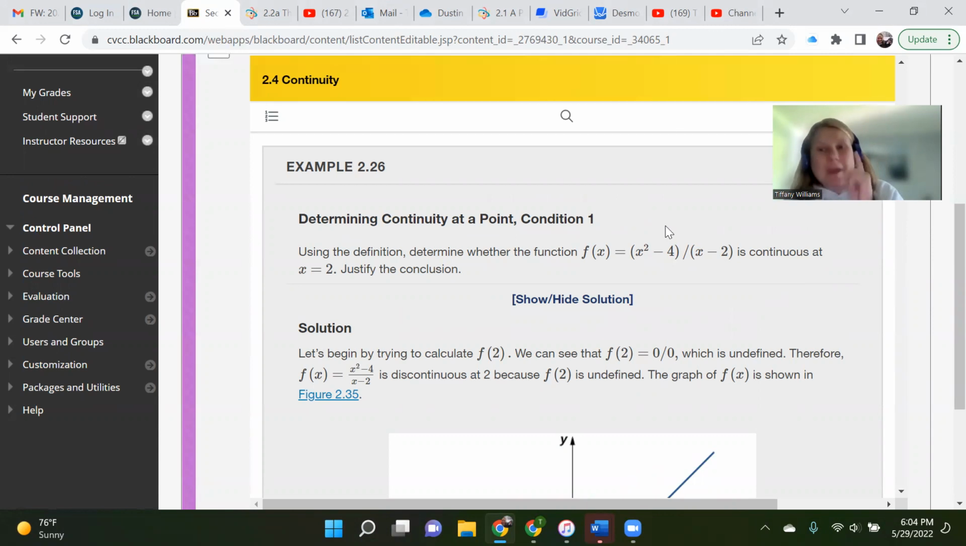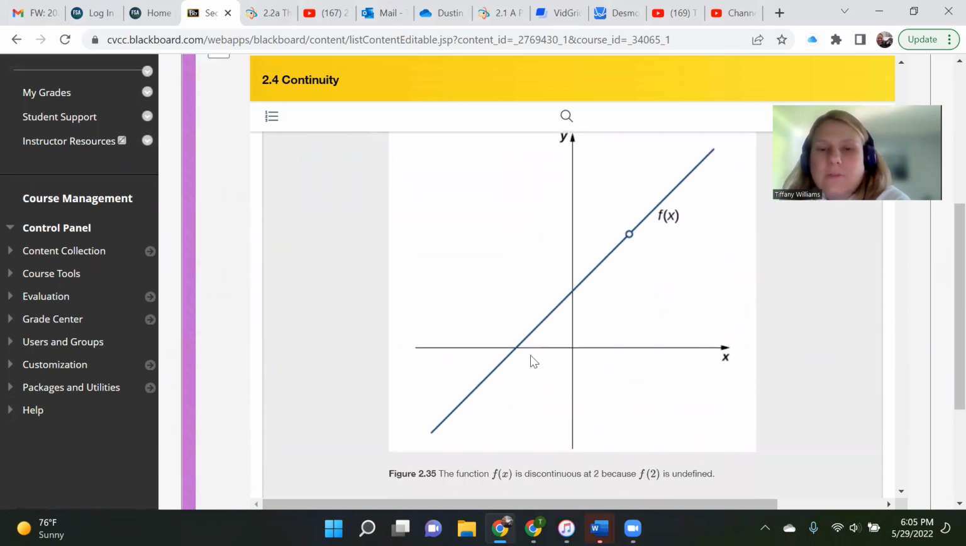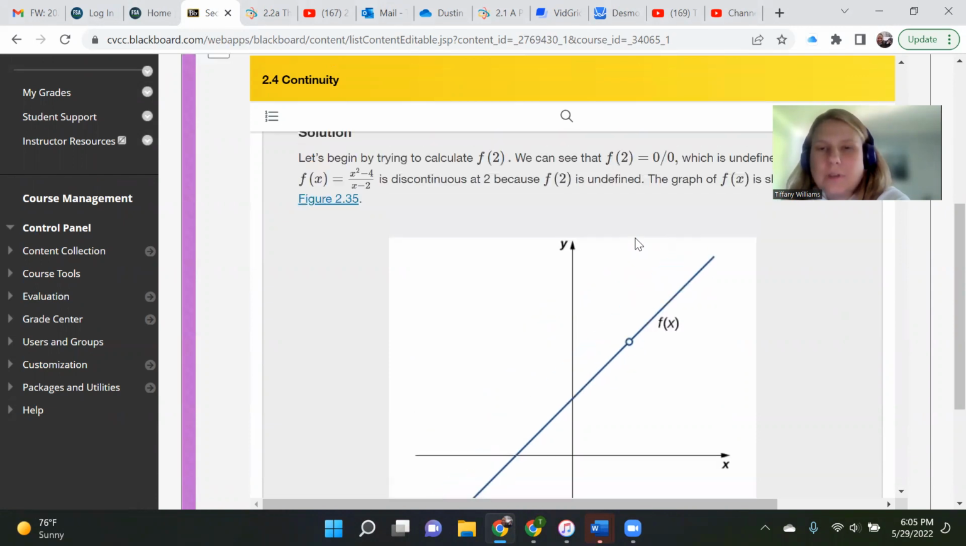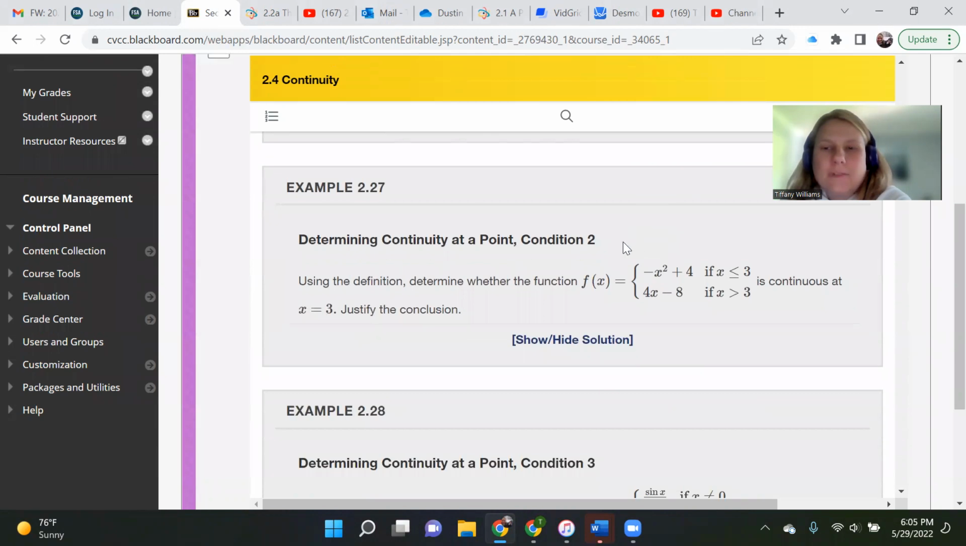We may have actually done this very problem in a previous example. So it actually turns out it's discontinuous. Of course, if we graph it, we do see that there's a hole there at 2. So it's discontinuous at x equals 2. All right, let's look at a different example.